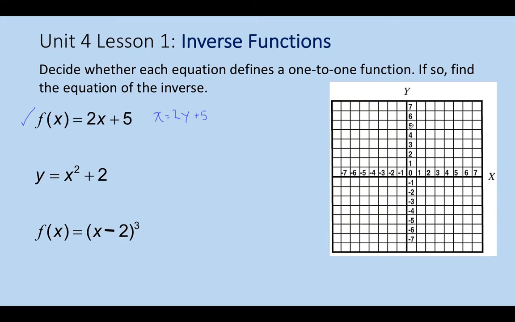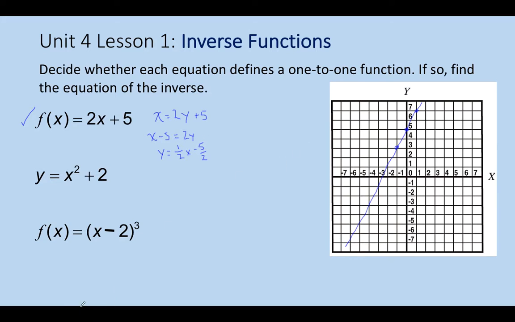So if I were to graph this, I would have the y-intercept at 5. I'd have my slope up 2 to the right 1, or down 2 to the left 1, and this would give me that line there. And then I solve for y. That's going to give me my equation for the inverse. So I subtract 5 from both sides. I get x minus 5 equals 2y. Divide both sides by 2, and I wind up with y equals 1/2 x minus 5/2.